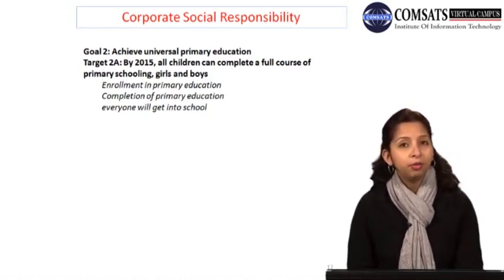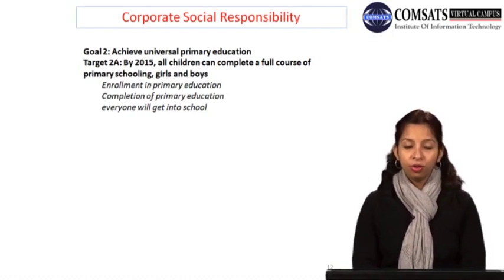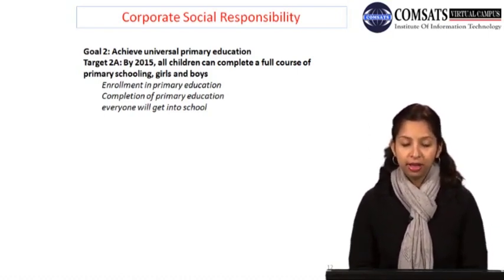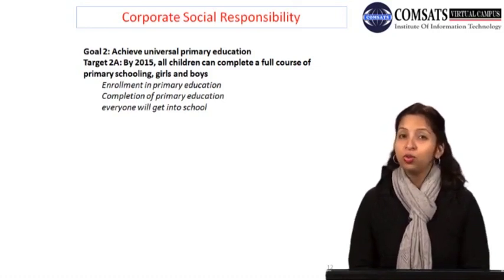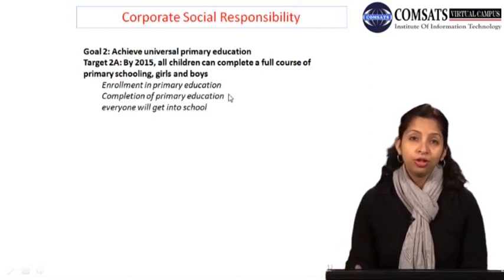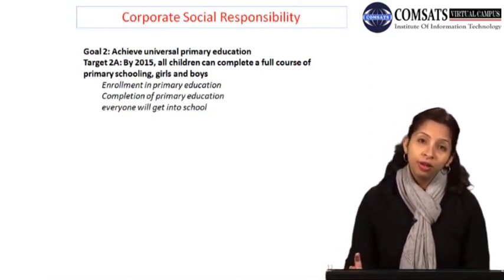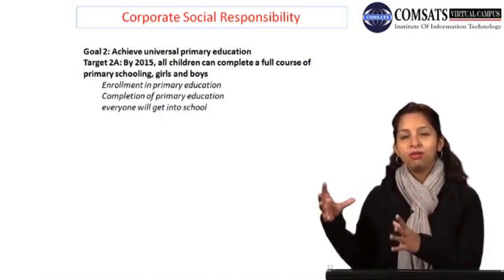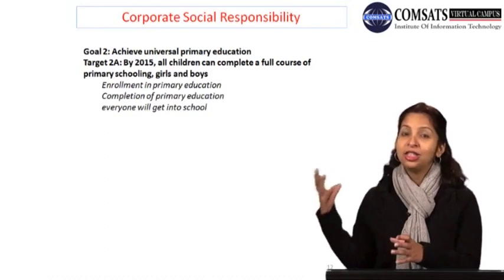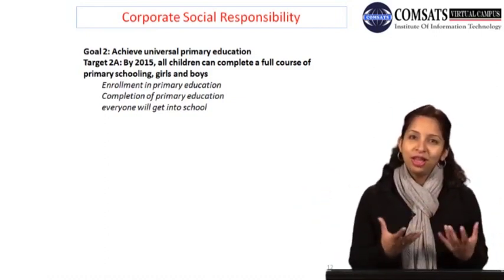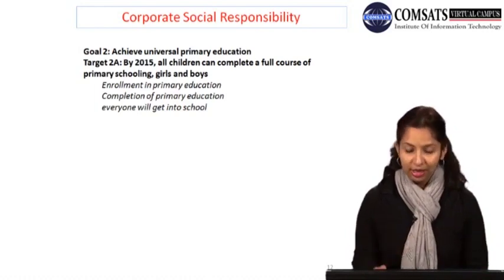जब आप प्राइमरी एजुकेशन की बात करेंगे तो आप एनरोलमेंट इन प्राइमरी एजुकेशन की बात करेंगे, कंप्लीशन ऑफ प्राइमरी एजुकेशन की बात करेंगे और एवरीवन विल गेट इनटू अ स्कूल की बात करेंगे. और जब आप इन तीनों चीज़ों को देखेंगे, फिर आप उन न्यूज़ आइटम्स को भी ज़रूर ज़हन में रखिएगा कि हेडलाइंस में आता है जी प्राइमरी स्कूल बना हुआ है लेकिन टीचर्स नहीं हैं, बच्चे हैं लेकिन उस्ताद नहीं हैं. So people here in Pakistan are not getting this, are not achieving this.